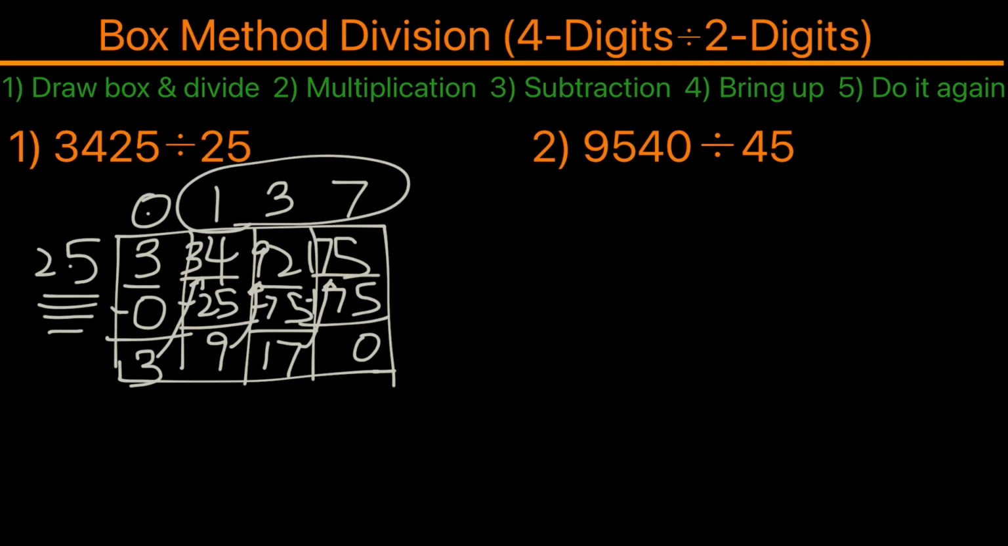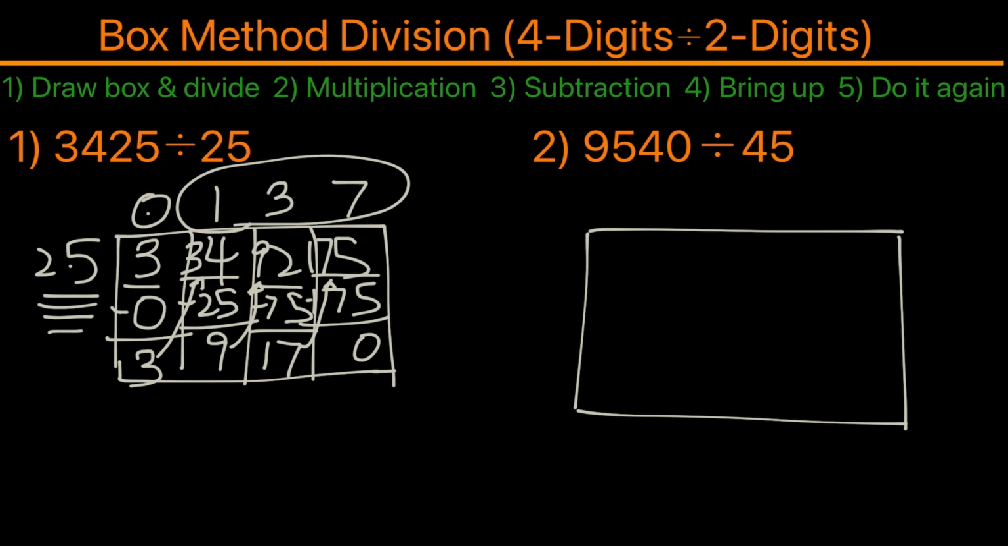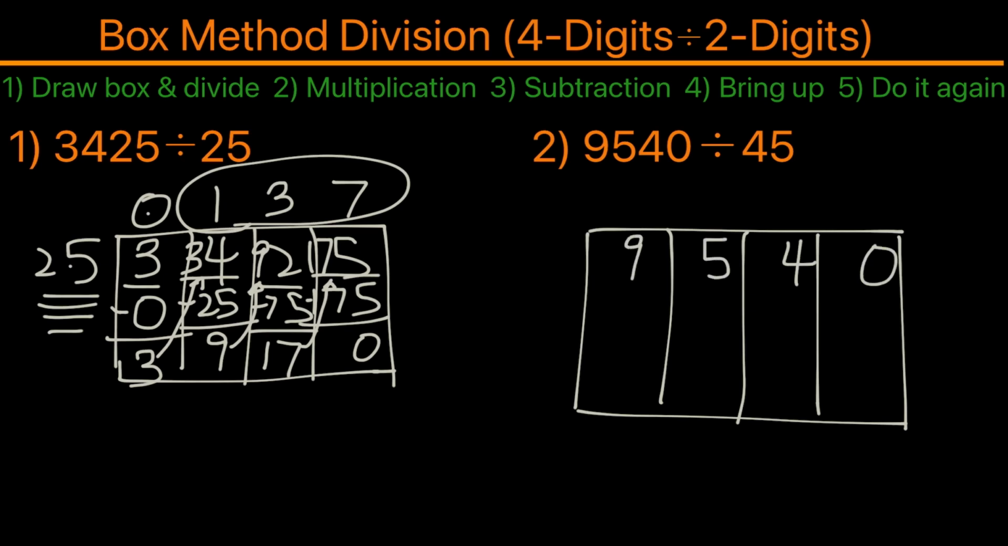Now let's try another question. 9,540 divided by 45. Again, we're going to draw the 4-column box. It'll be 9, 5, 4, 0. Then we have 45 on the outside. So looking at the first number, 9 divided by 45 is 0 because nothing will go into it. So we bring down the 0 and then we bring up the 9 to the second box.